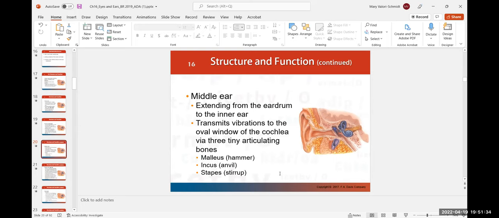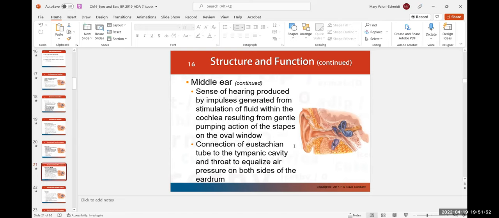In the middle ear, that goes from the eardrum or the tympanic membrane to the inner ear. It transmits vibrations to the cochlea with these three teeny tiny little bones: the malleus, also known as the hammer, the incus, which is known as the anvil, and the stapes, known as the stirrup, because that's kind of what those teeny tiny bones look like. And that's where your sense of hearing actually comes from, because impulses get generated when the fluid inside the cochlea gets stimulated. And that goes to the nerve that goes to the brain and interprets what it is you're hearing.